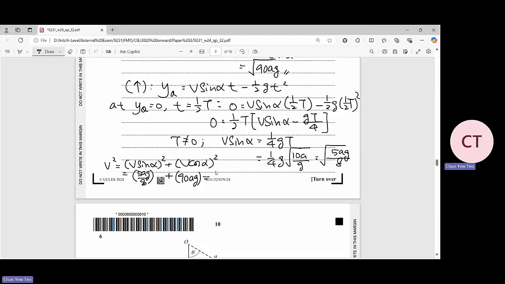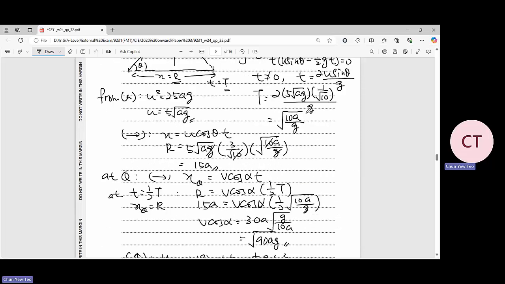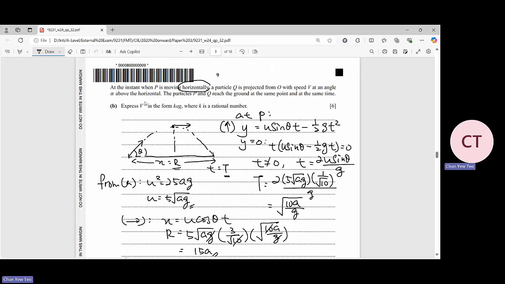Combine them together, you will have 725ag over 8. That will be your v square. Okay, a bit long, but this is the answer. You get 725ag divided by 8. That is your v square, because the question is looking for v square.